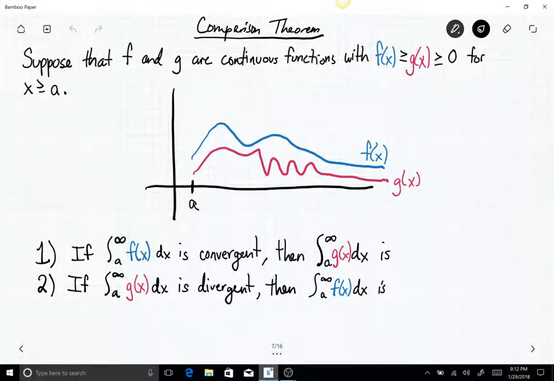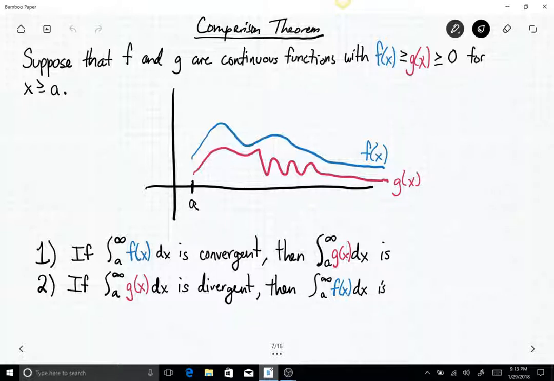So let's suppose that f and g are continuous functions, with f of x being the larger of the two. So f of x is greater than or equal to g of x. But we need both of them to be greater than or equal to 0. That's actually pretty important, for some x greater than or equal to a. So there's some things that we have, and there will be some things that we don't have. And this is why I always recommend drawing the picture. So you see the picture here.